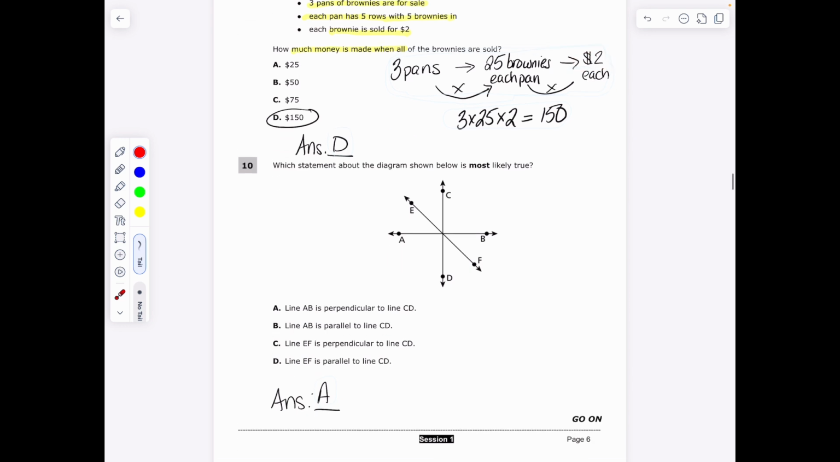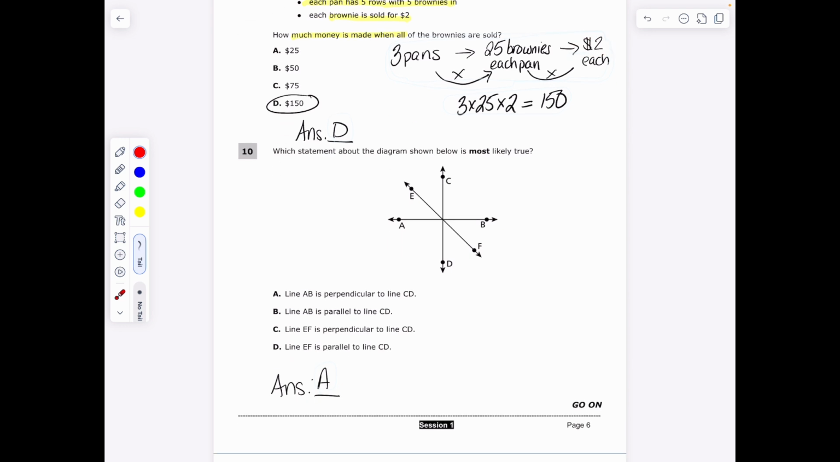The second one, for number 10, this is another vocab one. They want to know which statement about the diagram below is most likely true. I don't like that color. Hold on. Is most likely true. All right, so there's a lot of vocab here. The first one is line AB is perpendicular to CD. Okay, so remember when we said perpendicular, that means it makes 90-degree angles. So let's see if that's true.